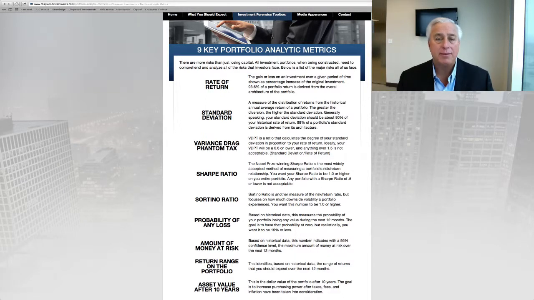Put aside the great name of the firm, the great image. Put aside who else works with that person. Just look at the raw numbers. And here is the way to do that. Here are the 9 analytical measures.